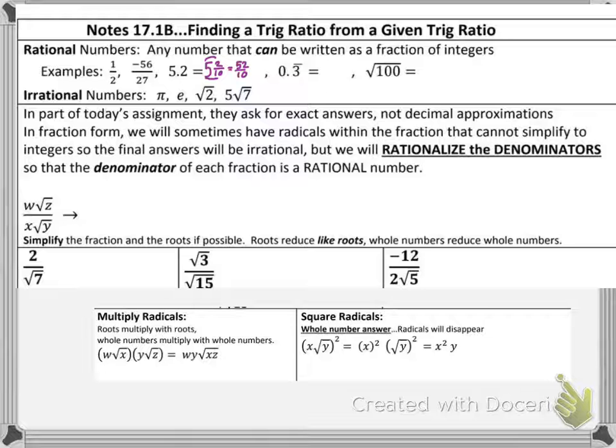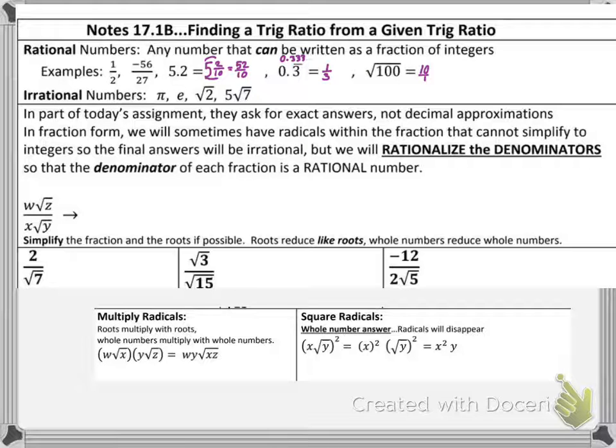The next one is a decimal with a bar on it. That means it repeats forever: 0.333, forever and ever. A lot of us know that is the same as 1/3. Repeating decimals can always be converted into a fraction. Even if you don't know what fraction they are, they're still good rational numbers. We won't mostly be dealing with decimals today, but I just want you to know. The square root of 100 simplifies to 10, and yes, 10 can be written as a fraction, 10 over 1.